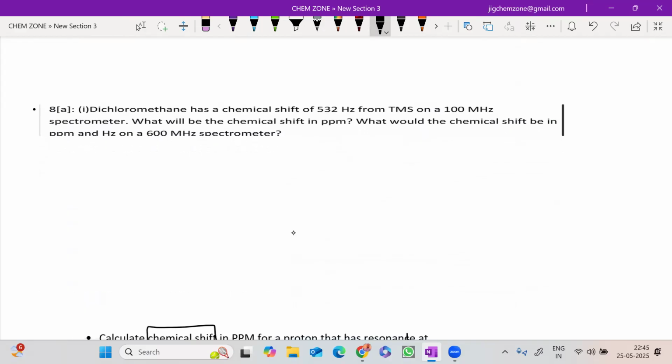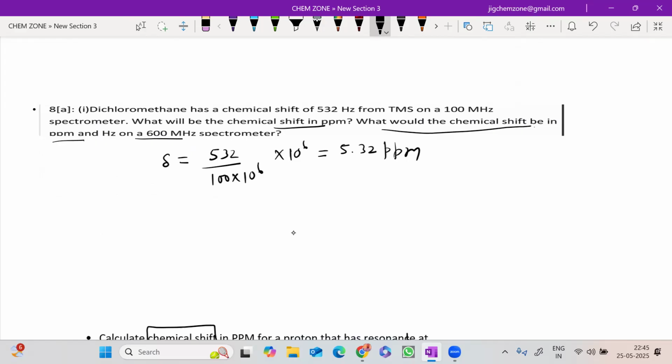Now there is one more problem. चलो उसको मैं solve कर देता हूँ. Dichloromethane has a chemical shift of 532 hertz from TMS on a 100 megahertz spectrometer. What will be the chemical shift in ppm? So it's again quite simple. 5.32 ppm.